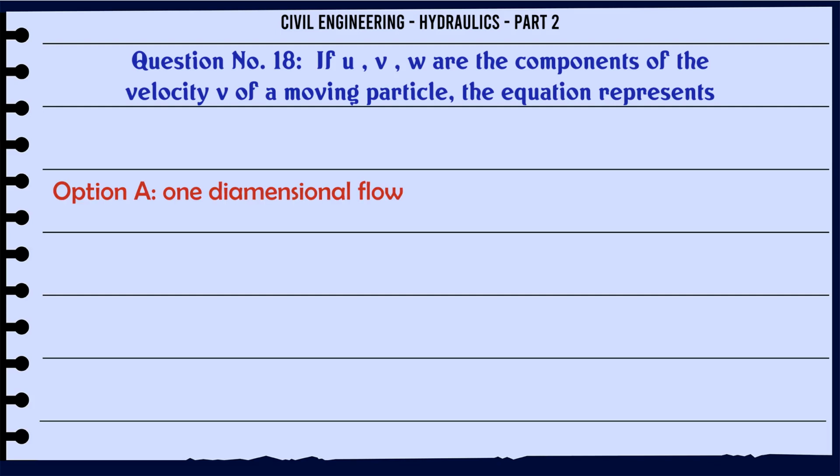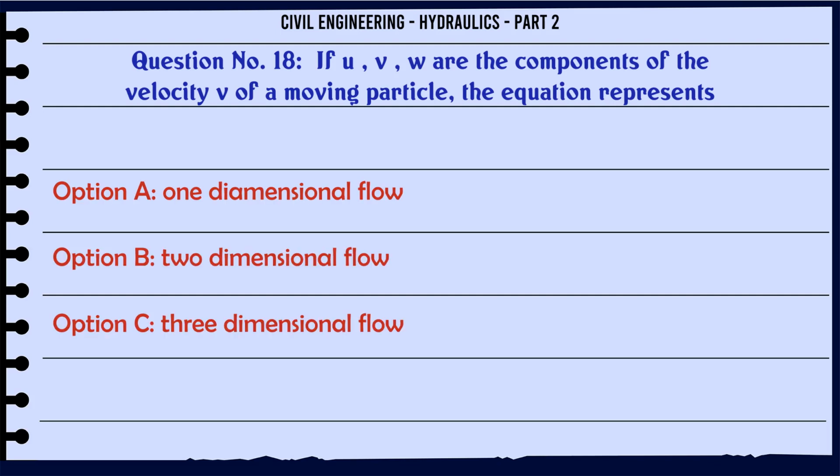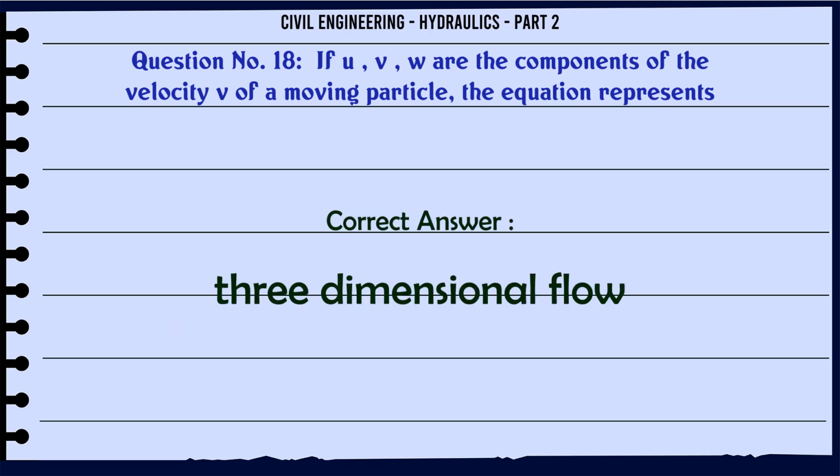If u, v, w are the components of the velocity of a moving particle, the equation represents A. one-dimensional flow, B. two-dimensional flow, C. three-dimensional flow, D. none of these. The correct answer is three-dimensional flow.